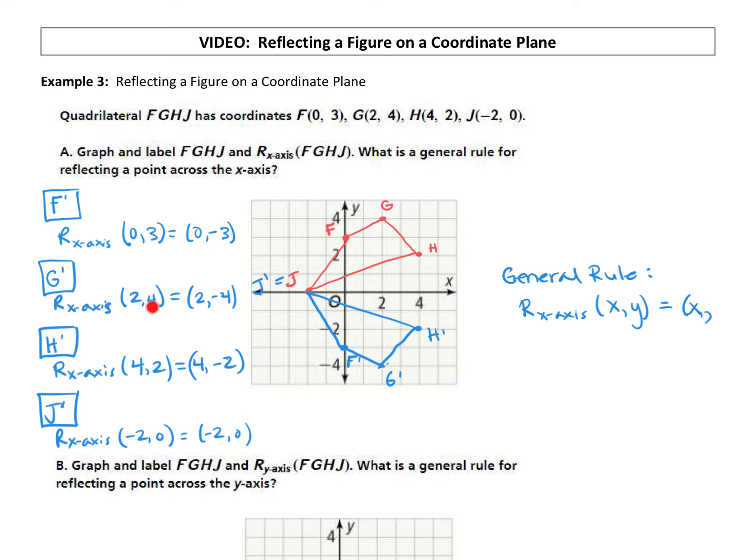But what does change is the y. All of these y values change signs. It went from a 4 to a negative 4, a 2 to a negative 2, a 3 to a negative 3. So the y is going to change signs. So a reflection across the x-axis of point x, y will result in the ordered pair x, no change, negative y.